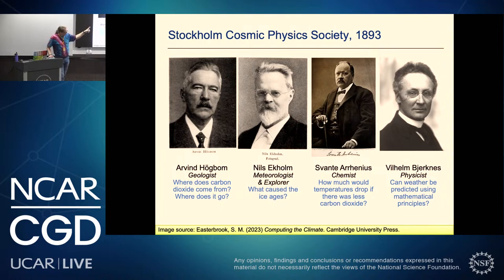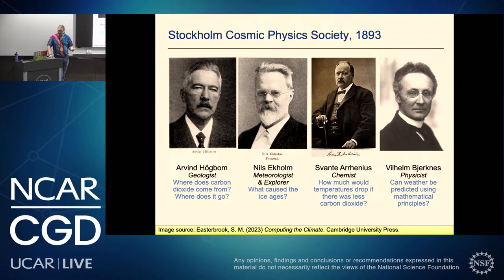But Arrhenius kind of connected the two together and said, what if there was less carbon dioxide in the atmosphere during the ice ages? Wouldn't that explain the temperature variations? And I kind of pick up on this in the book. That's a really remarkable question. Like, how would he even think to ask that question in the first place?